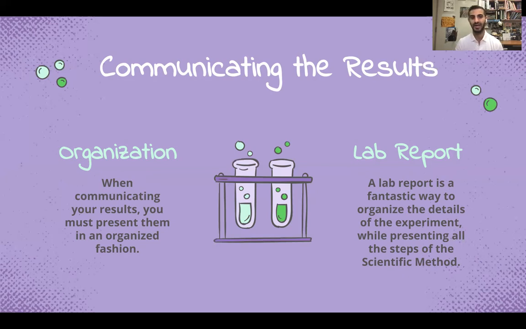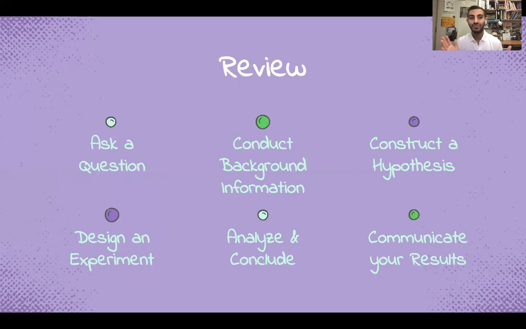Lab reports are going to be something you are graded on in this class. They are totally up for your interpretation, but they need to have all 6 steps of the scientific method and follow a pretty basic format. And we'll get there. So just to review, 6 steps of the scientific method: ask a question, conduct background information, construct a hypothesis, design an experiment, analyze and conclude all factors of that experiment, and communicate your results.